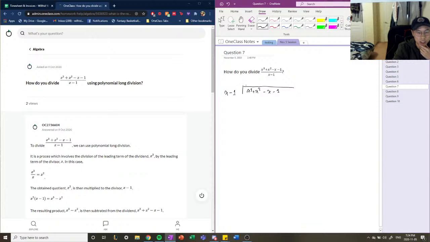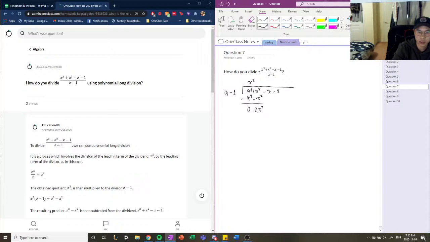How do we get x cubed plus x squared? We can say, let's multiply this by x squared. So let's put x squared up here. If we multiply this by x squared, we get x cubed minus x squared. In long division, you subtract all this. So x cubed minus x cubed is 0, and you're left with 2x squared.